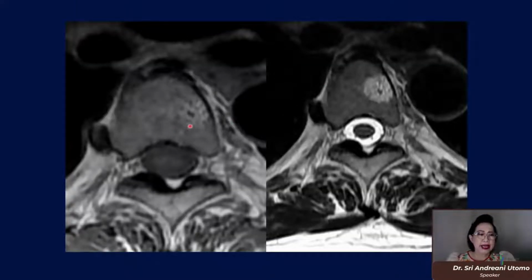In axial, we can see there is also a polka dot sign with adjacent fatty changes, but the fat tissue is not prominent like in typical bone hemangioma. And in T2, it shows hyperintensity because it is mixed with water intensity.